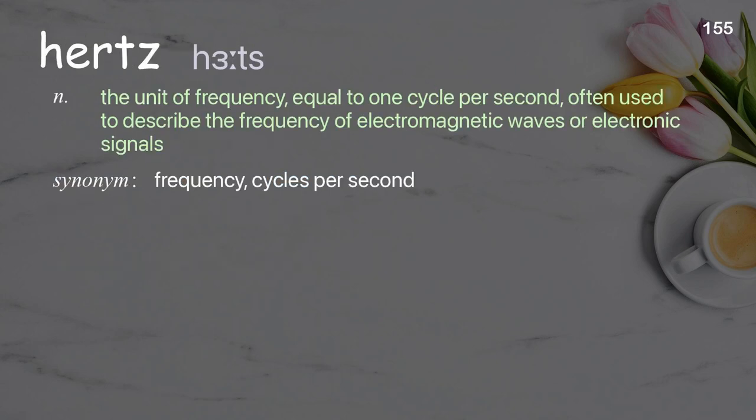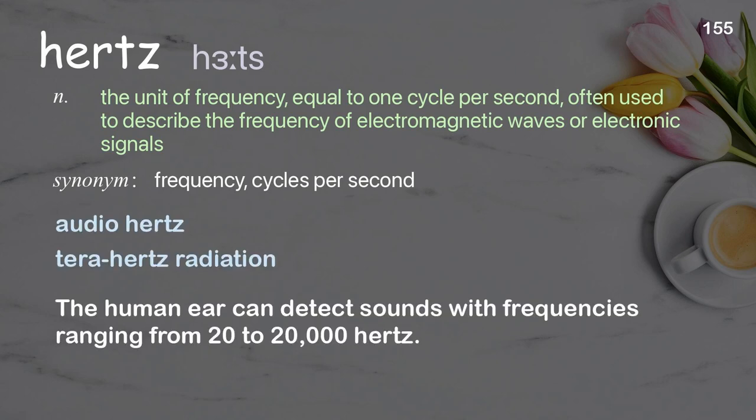Hertz. The unit of frequency equal to 1 cycle per second, often used to describe the frequency of electromagnetic waves or electronic signals. Examples. Audio hertz. Terahertz radiation. The human ear can detect sounds with frequencies ranging from 20 to 20,000 hertz.